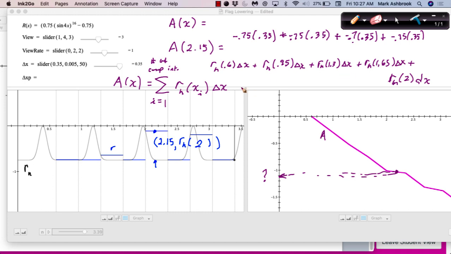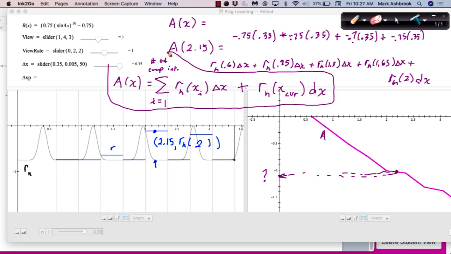But then we've got a little bit more, plus the r sub h for the current interval, so I'll call that x sub cur, r sub h of x sub cur. But this one is times the partial amount, however much we varied in the current interval. So not a full delta x. All right, so this gives us a form for that function a that we graphed over there. It's the sum of all the dy's, the changes in height for the completed intervals, plus a little bit more change in height from the current interval.